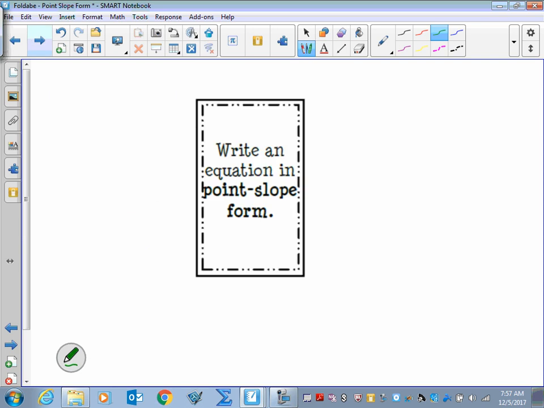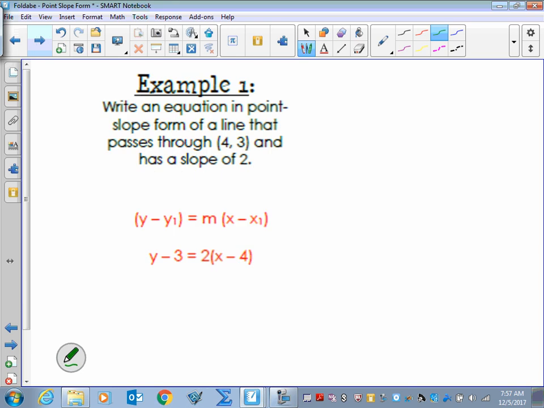So it says write an equation in point-slope form. Okay. So here's our example. So let's take a look. It says, write an equation in point-slope form of a line that passes through. Here's our point. Okay, so I'm going to put the point here. So that's going to be like your x1 and y1. And then here's our slope. So in your textbook, you'll be given like (4, 3) and m equals 2. You'll be given a point, and you'll be given a slope. So here is point-slope form, and that's what the form looks like.